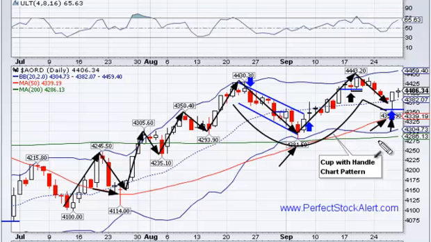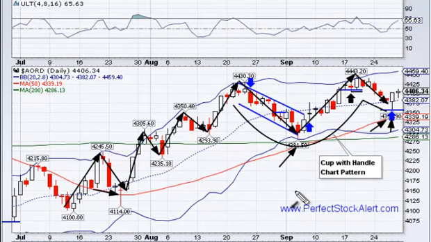So I want you guys to be looking for those buy opportunities out there. Again, this is the cup and handle chart pattern, a very bullish chart pattern. We have videos on our free website at PerfectStockAlert.com teaching you all the different chart patterns that you need to know and how to trade them, so you can go there and check them out if you like. Let's move on to the next chart.